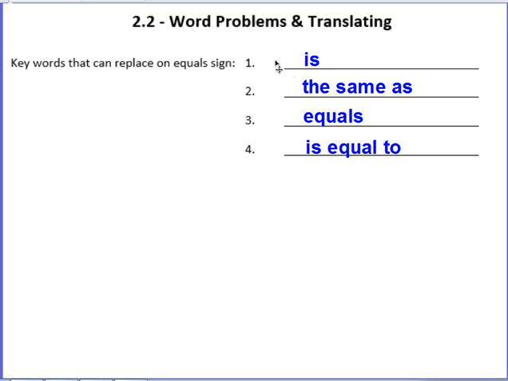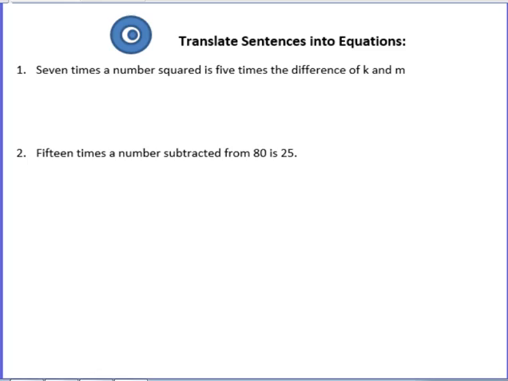So we have 4 key phrases here that could replace an equal sign. The word is, all right, or the phrase the same as, the word equals, of course, because we read the equal sign as equals, or is equal to. So any of these expressions could replace an equal sign when it's written algebraically. So let's look at some examples.